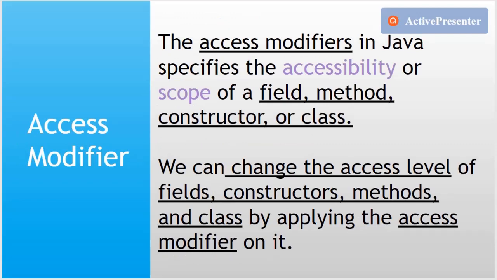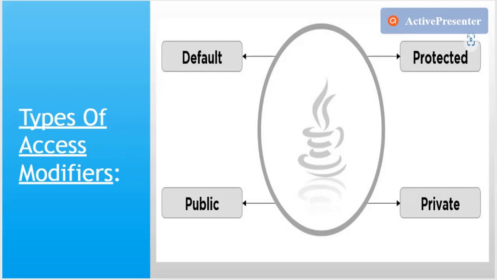What is access modifier? The access modifier in Java specifies the accessibility or scope of a field, method, constructor, or class. We can change the access level of fields, constructors, methods, and class by applying the access modifier on it. What are the types of access modifier? There are 4 types of access modifier: default, public, private, and protected.